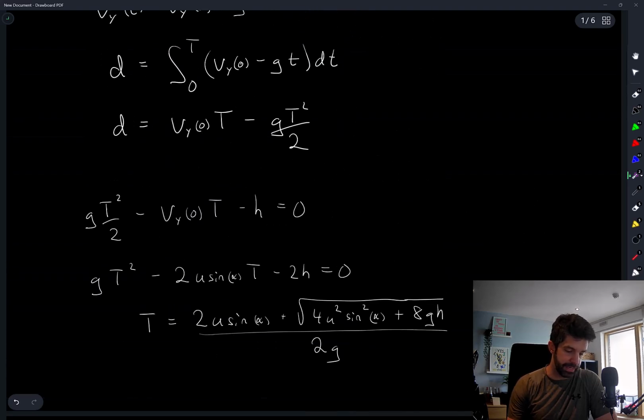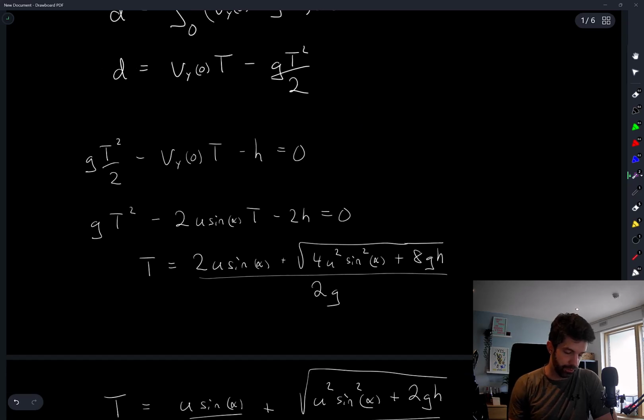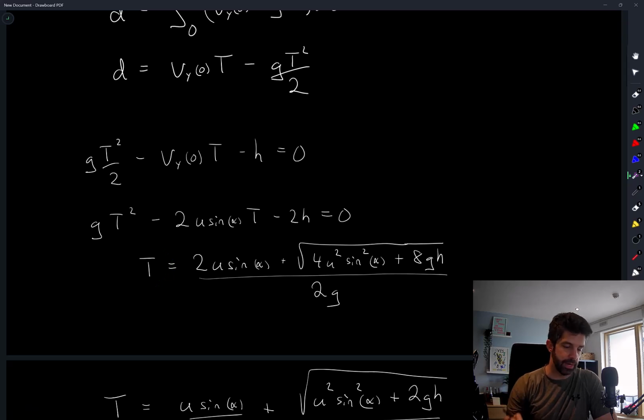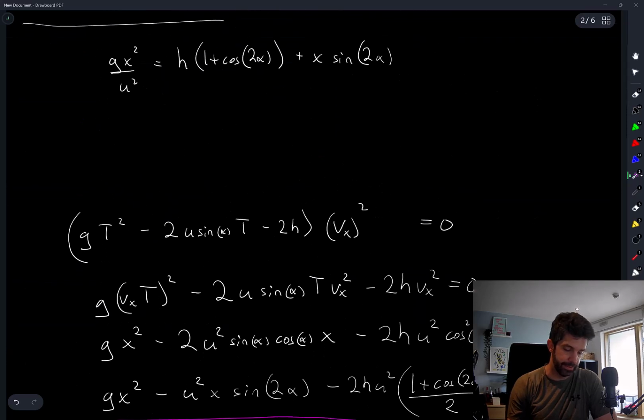The key was writing down an expression here, essentially, that the distance that the particle travels in the vertical direction is related to, I mean, it's essentially this expression. And then what I did was I solved for t such that it hits the ground after that amount of time. But we don't actually need that.